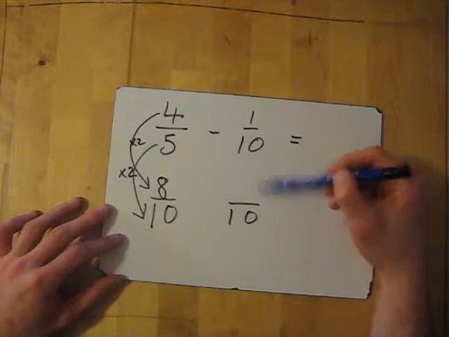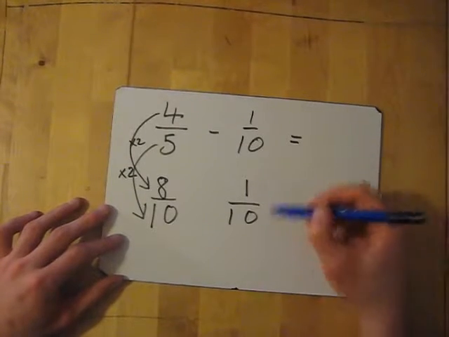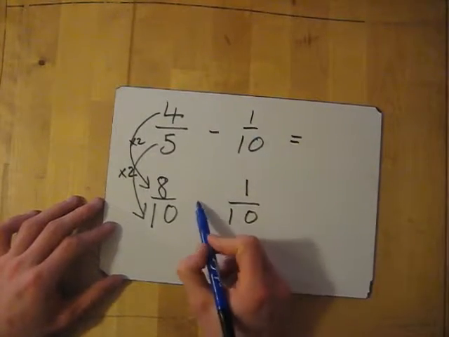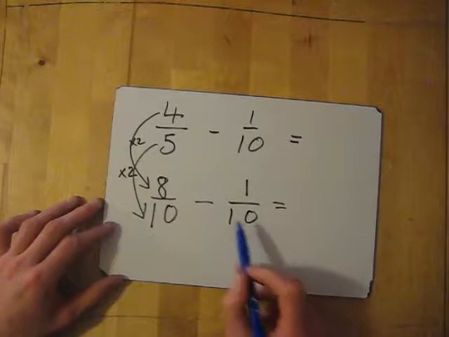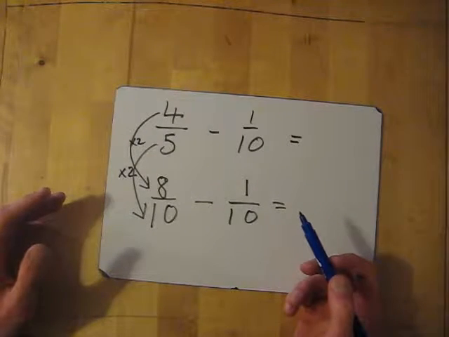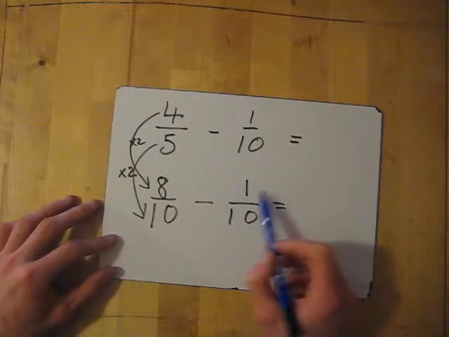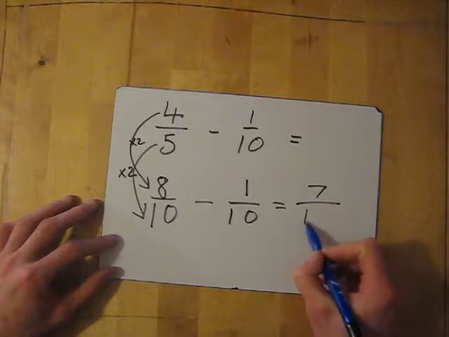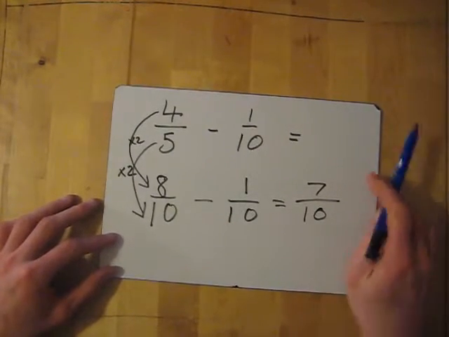So this side, it's already tenths, so we actually don't need to do anything, because if I times that by 1, just times the top by 1, it's the same thing. And then obviously it's a subtract. And then finally what we need to do is exactly the same as what we've done with subtracting fractions with same denominators, is just take away the top two numbers. So 8 take away 1 is 7, and then keep the bottom number the same. So my answer to 4/5 take away 1/10 would be 7/10.